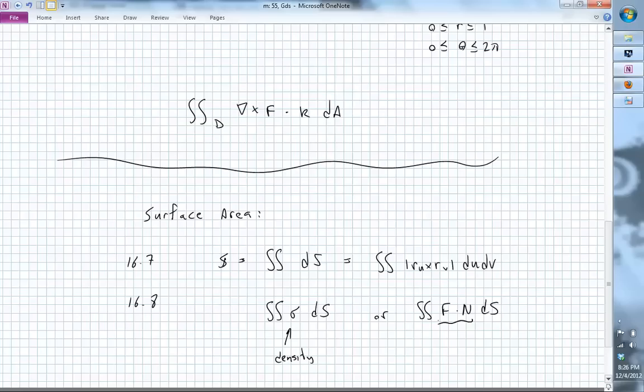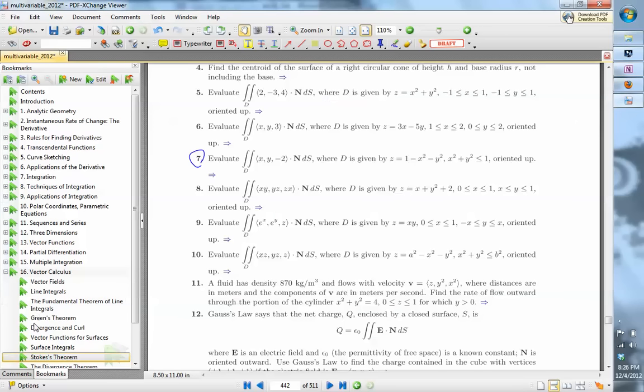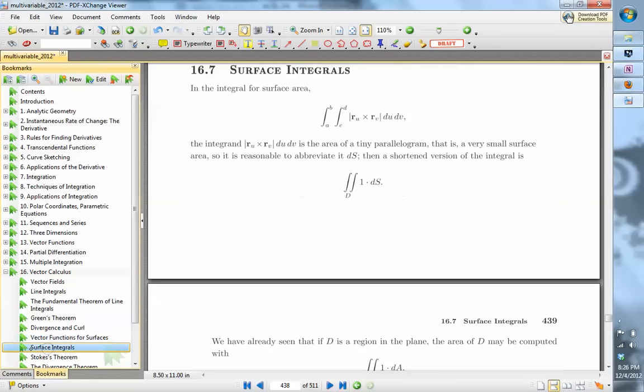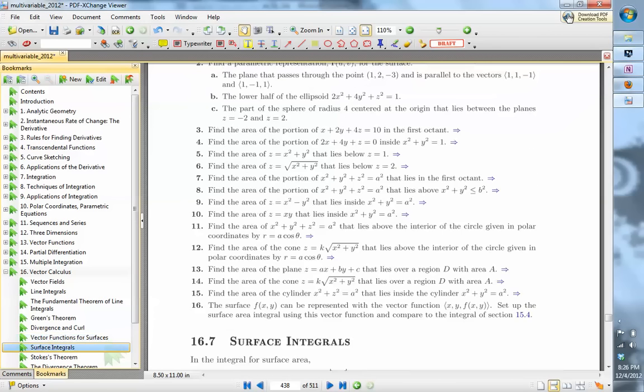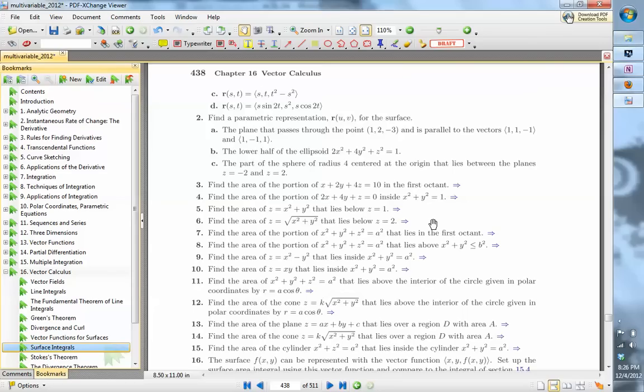Okay. Next. Logan. Yes. 16.6, number 5. It seems simple, but I just don't know where to start. I know I probably want to parameterize it. Find the area that lies below z equals 1.